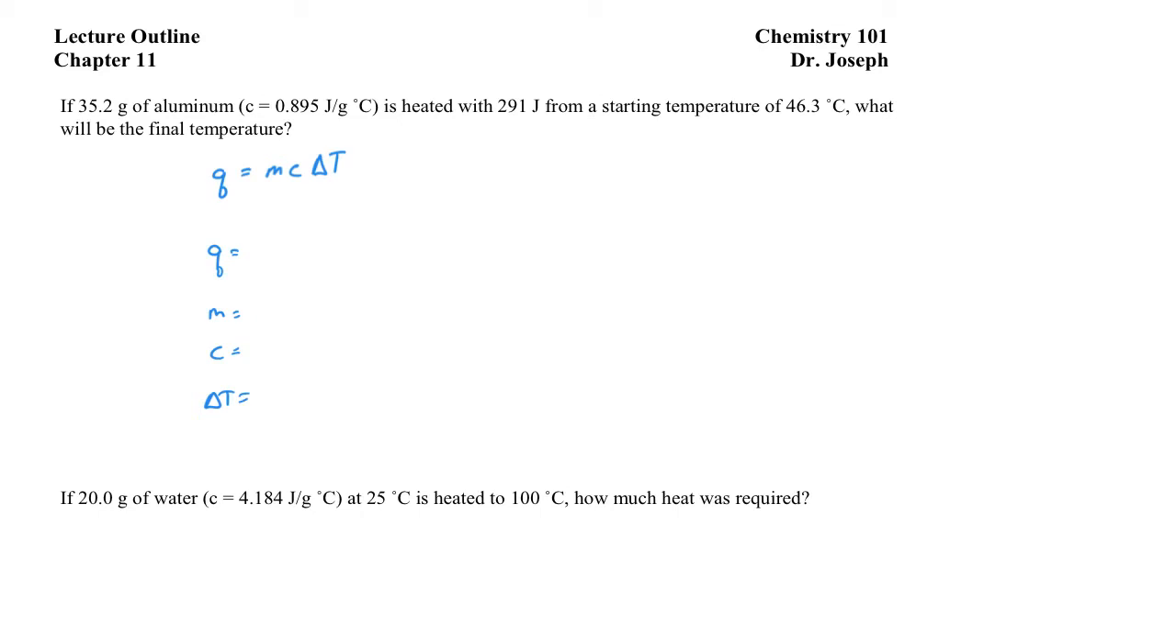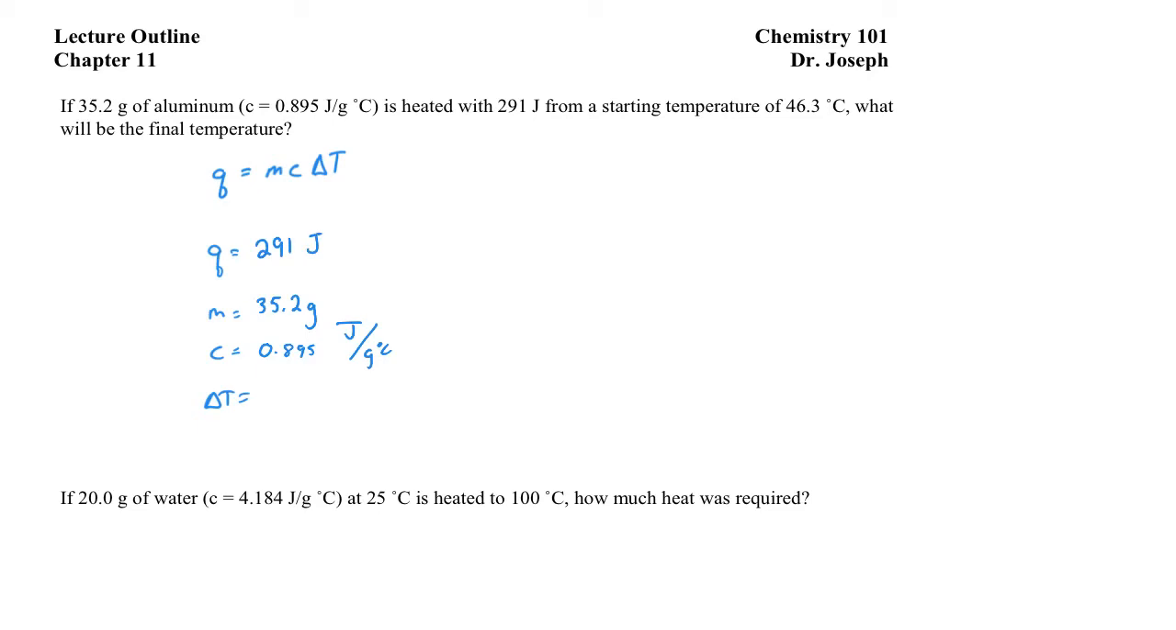Now let's go back and read through this problem and see if we can pull out those different parameters. So we see 35.2 grams of aluminum, that there is our mass. So let's write 35.2 for our mass. That's grams. And then we're given C for aluminum, which is 0.895 joules per gram degree C. And then we're told that it is heated with 291 joules. That's our energy, or Q.